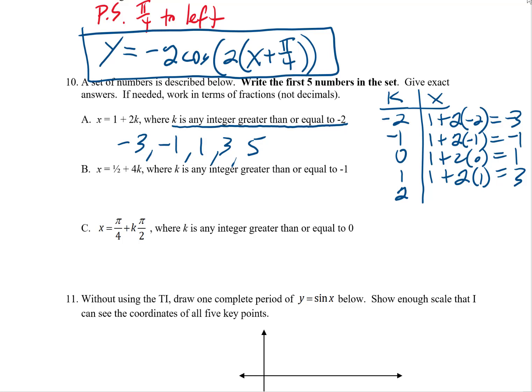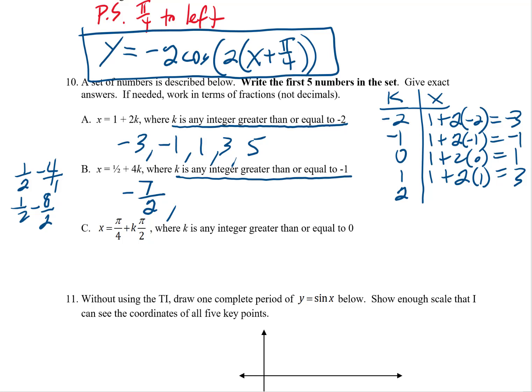Letter B, similar idea. Let's see. Now the first k is -1, and then we go up from there. So first I'll plug in k equals -1. We can probably do some of this in our head. The x would be 1/2 plus 4 times -1. So that's 1/2 plus -4. Let's see, we're being asked to work in terms of fractions, so I guess I should get a common denominator here. That's going to be 1/2 minus 8/2, which will be -7/2. So my first number is -7/2. I got that one from plugging in k equals -1.